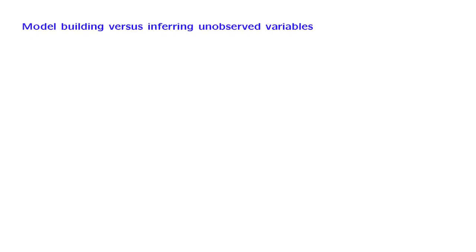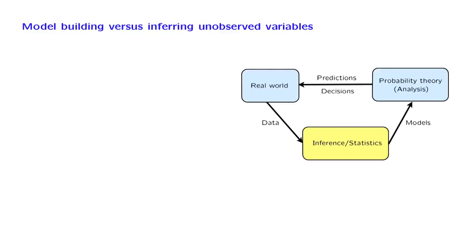Before we dive into the heart of the subject, I want to make a few comments on the different problem types that show up in the field of inference. You can think of a general distinction between model building versus making inferences about unobserved variables. We said a little earlier that one of the main uses of the field of inference is to construct models of certain situations. But in many cases, we already have a model.